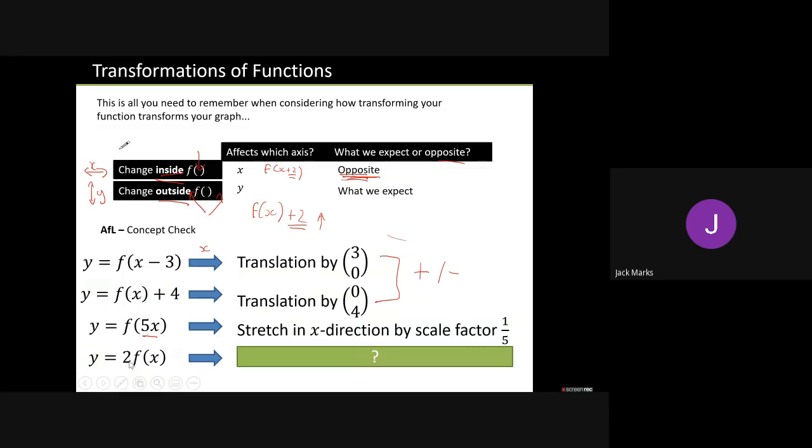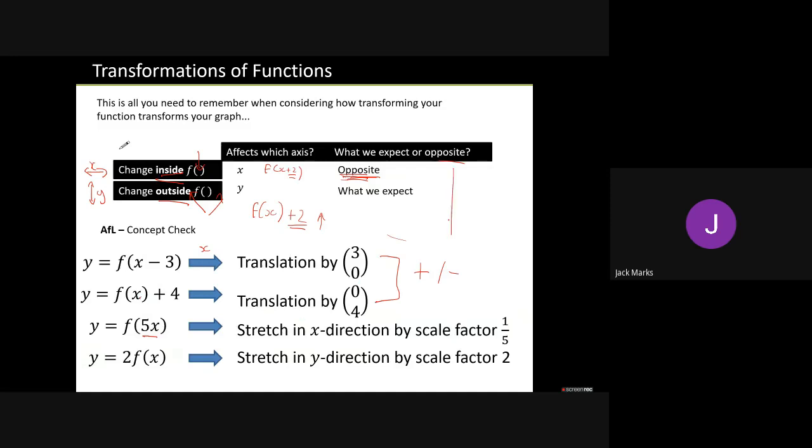And finally, this is what a stretch outside the function might look like. 2 is on the outside, 2f of x. So this is y direction. And as we expect, it stretches it in the y direction, scale factor 2. So these are some of the transformations you're expected to know.